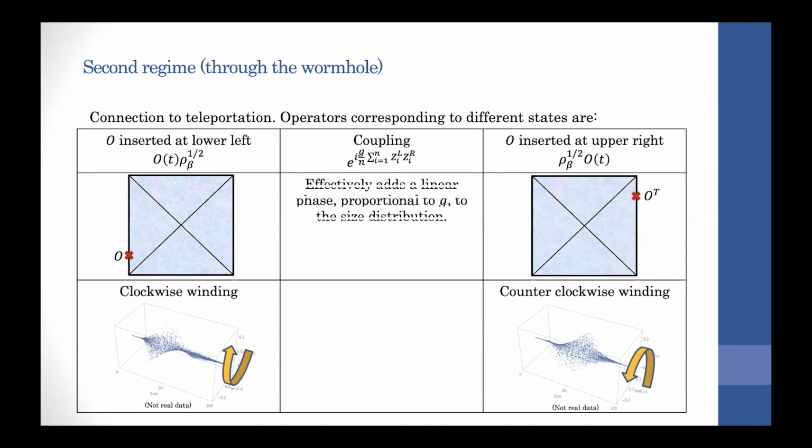The left-right coupling is basically the size operator. So it gives a linear phase to operators of different size. What it does is basically it unwinds this distribution, unwinds in the opposite direction. So this is the role of the size operator. In this way, it maps this distribution to the other one. So this operator is going to map to the other operator, and this is how the traversable wormhole works. So it maps the operator on the lower left to the operator on the upper right.